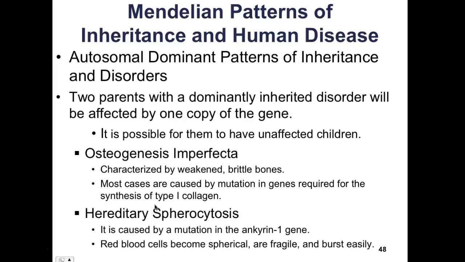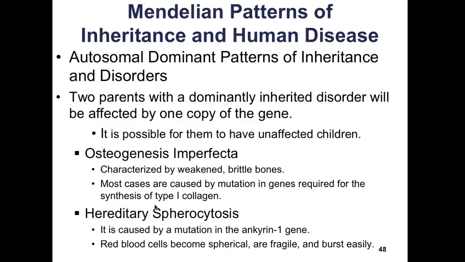Mendelian patterns of inheritance in human diseases. Such examples are autosomal dominant patterns of inheritance and disorders. Two parents with a dominantly inherited disorder will be affected by one copy of the gene. It is possible for them to have unaffected children, however, in the case of a homozygous recessive genotype for that child.